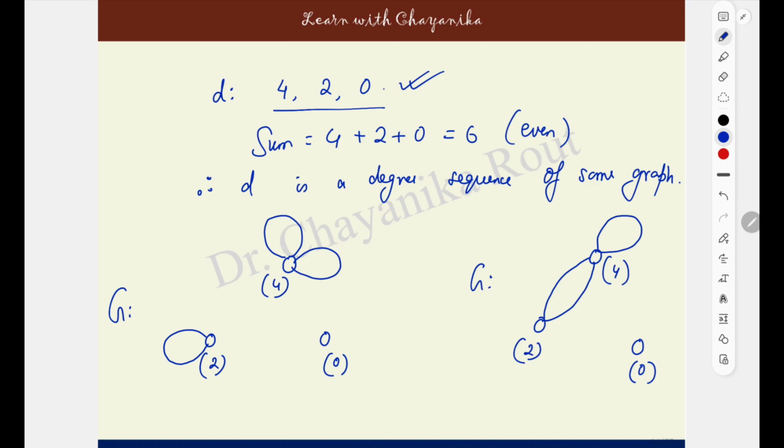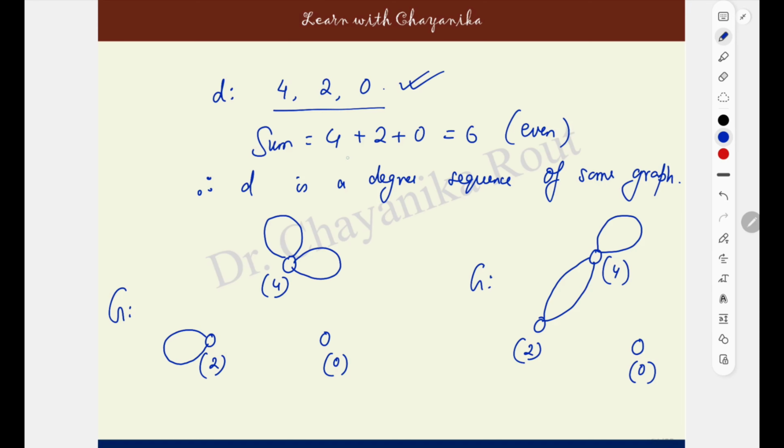See, this is also a graph different from the first graph but having the same degree sequence. So basically the conclusion is, if the sum of the terms is even, it is possible to draw a graph with the sequence as the degree sequence. Now the question arises, is it possible to draw a simple graph?